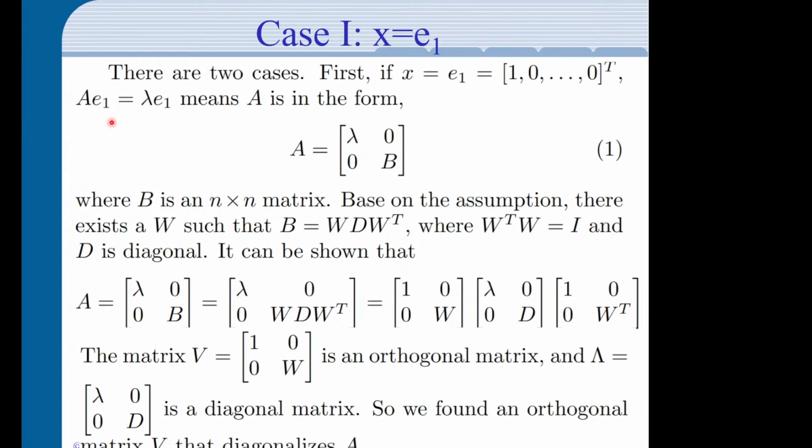We are actually skipping things here, a little slower. We need to show this is true. So Ax equals lambda e1, and what we need to show is why these are all 0.